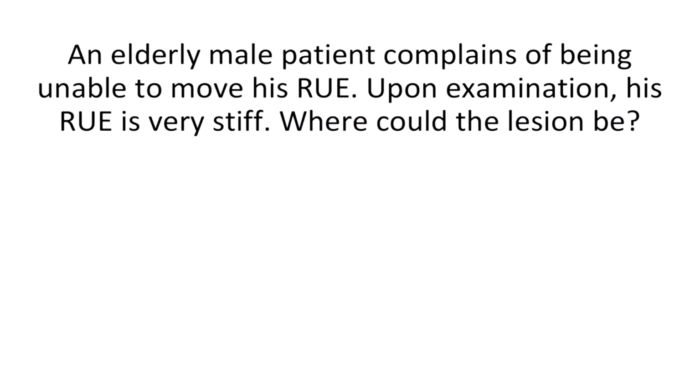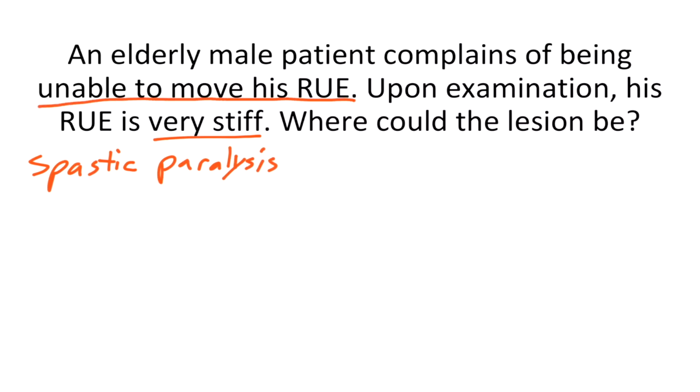Let's do another question. Let's say an elderly male patient complains of being unable to move his right upper extremity. Upon examination, his right upper extremity is very stiff. Where could this lesion be? So what's being described in this scenario is spastic paralysis. Notice that his arm is paralyzed, he's unable to move his right upper extremity, and he's demonstrating stiffness or hypertonia. So we believe that he has spastic paralysis, which is a sign of an upper motor neuron lesion.